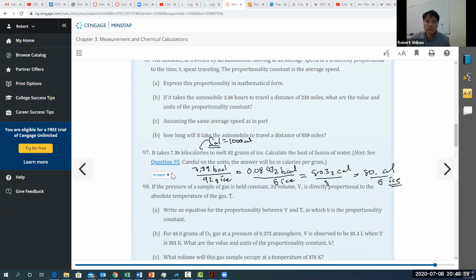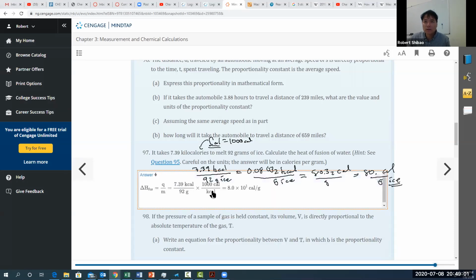And so let's see what they did here. Something similar to what we did. Although they used the conversion, I just moved the decimal 3. Whatever. I know calories are smaller, so I got to make this number bigger. Kilocalories are bigger, so the number's smaller.